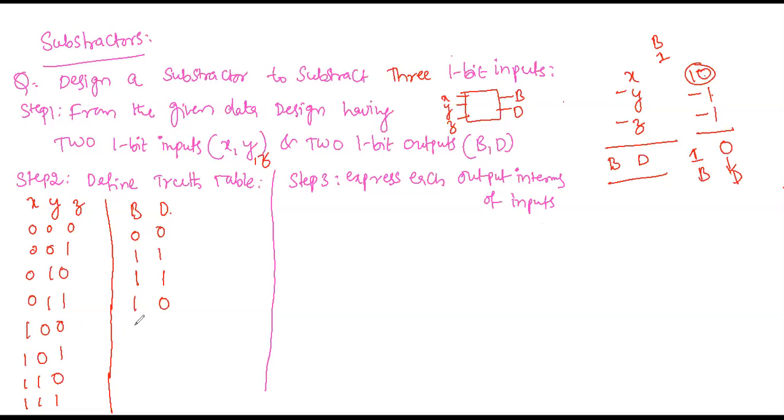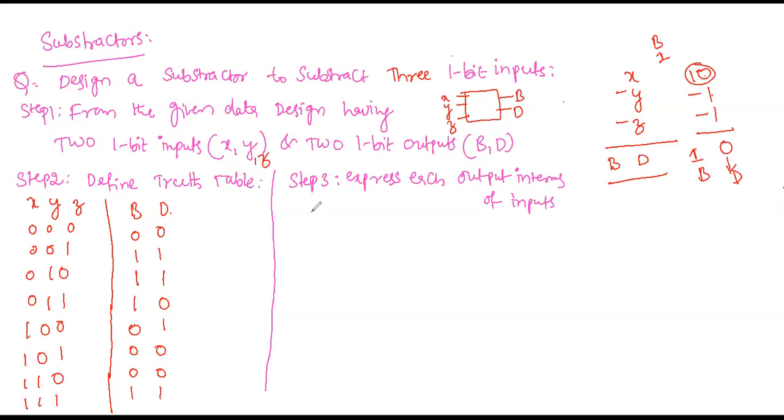1 minus 0, 1 only, no borrow. 1 minus 0, 1. 1 minus 1, 0, both are 0. 1 minus 1, 0. 1 minus 1, 0. 0 minus 1, 1 1.